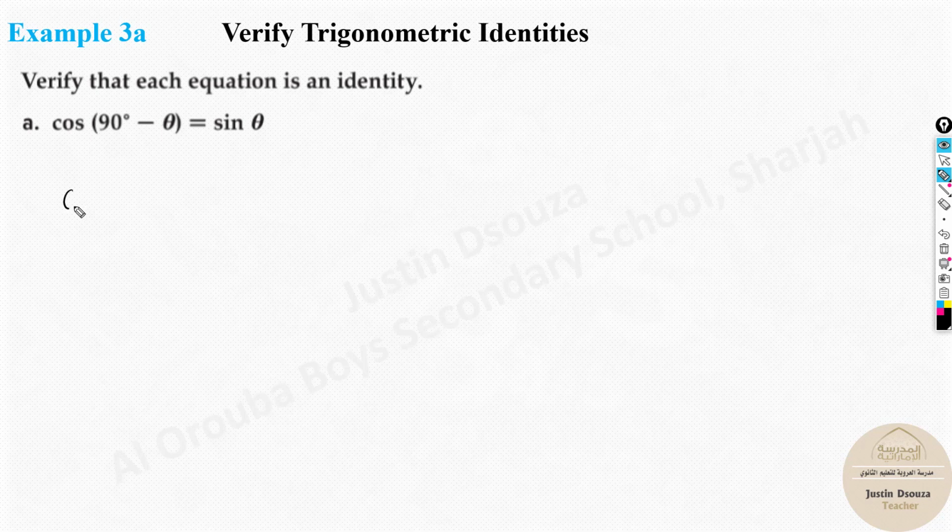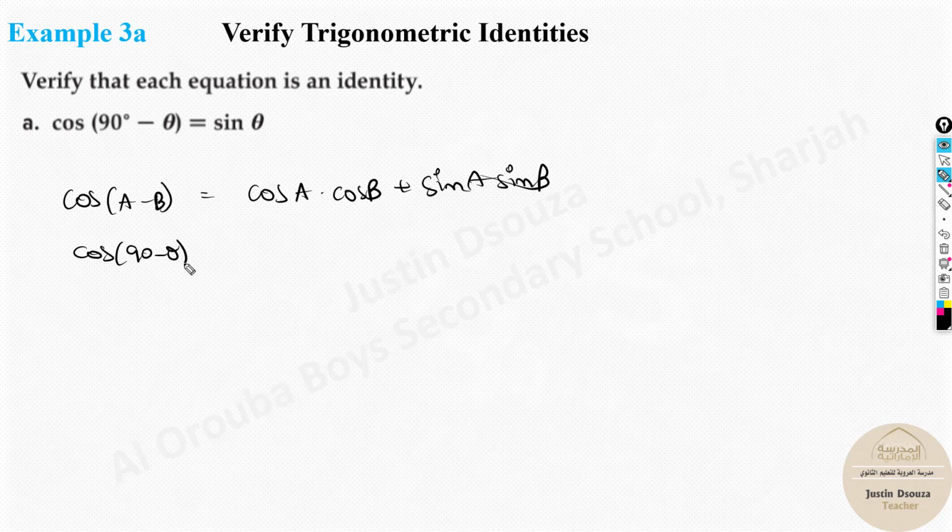Here what you need to do is write the identity of cos A minus B. That is equal to cos A times cos B plus sine A times sine B. Why? Because since it's A minus B, over here it will be plus, and cos is always cos together, and then next is sine and sine. Next over here is substitution of the given values. It's 90 minus theta. Theta is an unknown value, that's fine, but A is known.